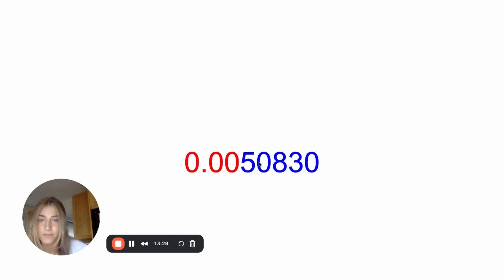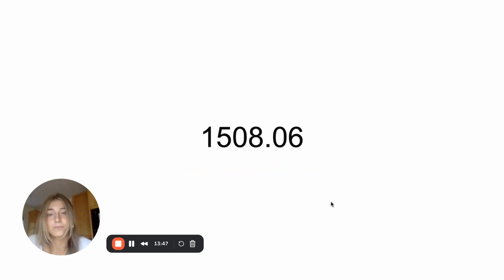This 0 here, hope you can see my cursor, the 0 between the 5 and the 8 is sandwiched between 2 non-zero numbers, making it significant. And then this 0 at the end is at the end, but after a decimal point, so it is significant. So this would be 5 sig figs.